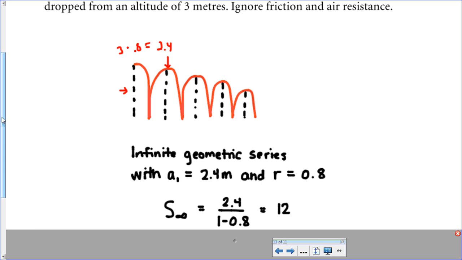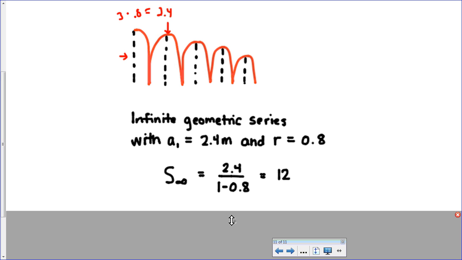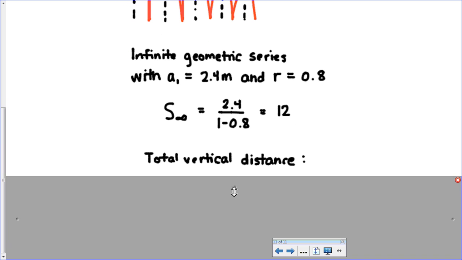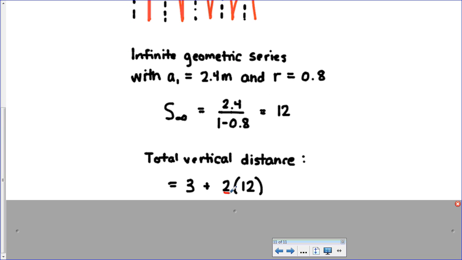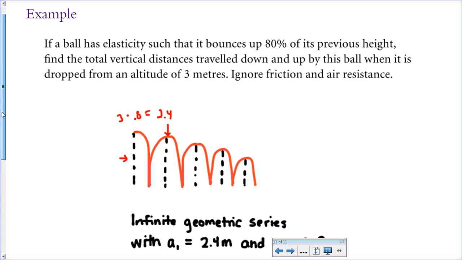So I can use the formula for getting the sum of a geometric infinite series by using 2.4 as the initial first term and then 1 minus the common ratio, and that comes out to 12. So 12 is basically each of the rest of the dotted lines other than the first one when they all get added together. Now, like I said, because the ball is going up and down, you have to remember to multiply that 12 by 2 because it's an up and a down for those distances traveled. And then I'm adding the 3 from the first initial drop. And so the total distance traveled is 27 meters for this ball as it's dropped.